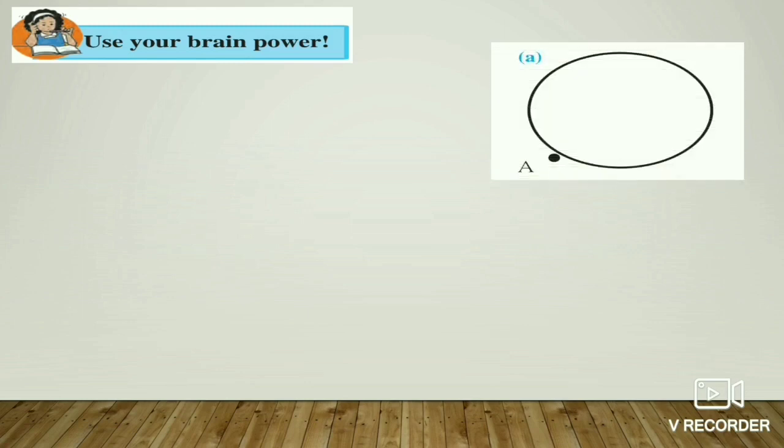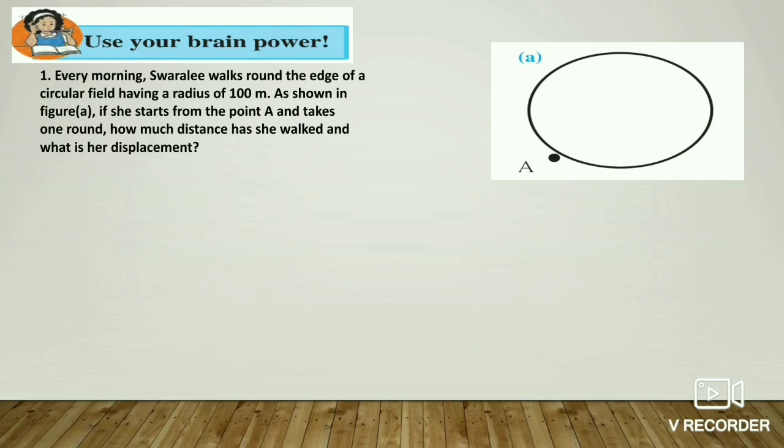Now, use your brain power. Here we have to solve some problems. First, this figure A. First example, every morning Sorali walks around the edge of a circular field having a radius of 100 meters. If she starts from the point A and takes one round, how much distance has she walked and what is her displacement?